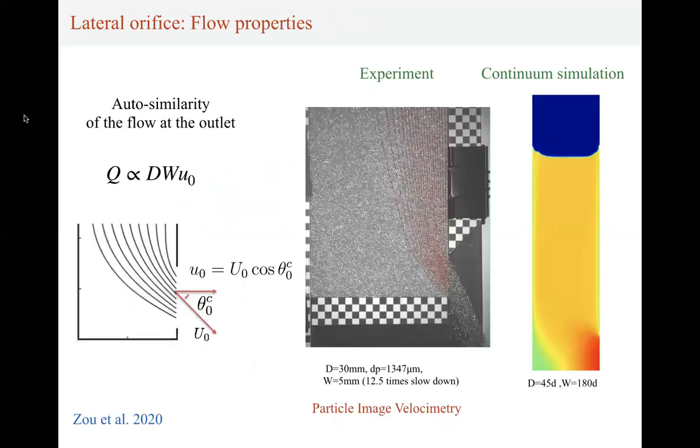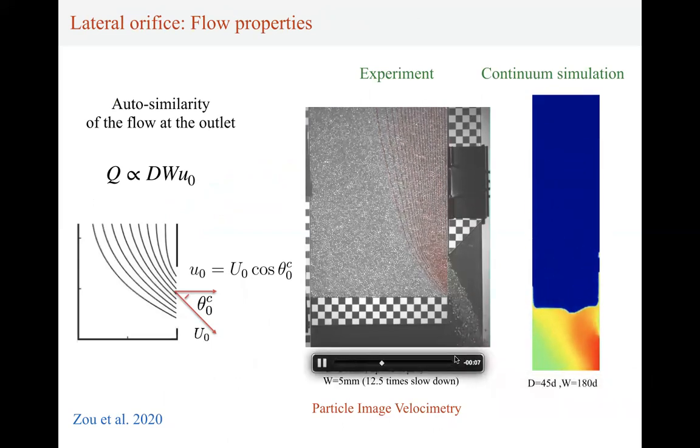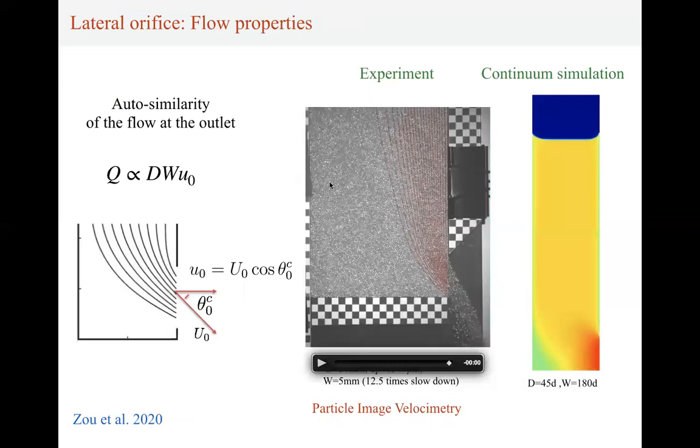To understand what is happening more precisely, we use the flow properties and we use the high-speed camera, and we compare experiment and continuum simulation. I can show you a movie from the continuum simulation and a movie from the experiment. You can see that in this experiment we have plotted the streamlines, the flow is really vertical, and we have this large dead zone here.